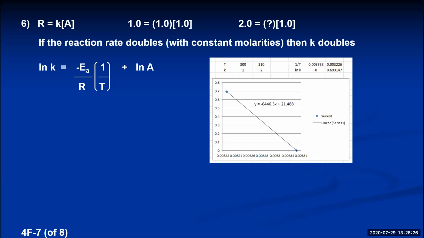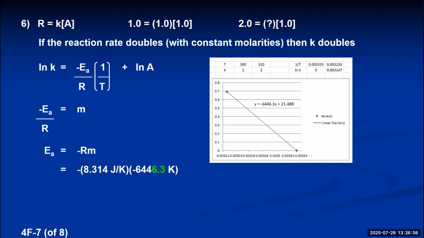In that equation, y stands for natural log of k. Negative E sub A over R is your slope, and so negative E sub A over R equals the negative 6,446.3. The x is 1 over T, and the 21.488 is the natural log of A. But the only important part is the slope, because the slope is negative E sub A over R. If I solve for E sub A by moving the negative sign and the R to the other side, my activation energy will be negative, the universal gas constant, multiplied by the slope from Excel.